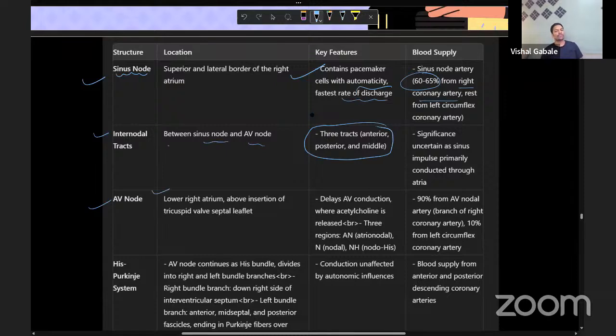Lastly, the AV node. The AV node is very important. It is located at the lower part of the right atrium, above the insertion of the tricuspid valve septal leaflet. It is controlled by acetylcholine. So the SA node and AV node are under parasympathetic or autonomic nervous system control. And 90% of the time it is supplied by the right coronary artery.